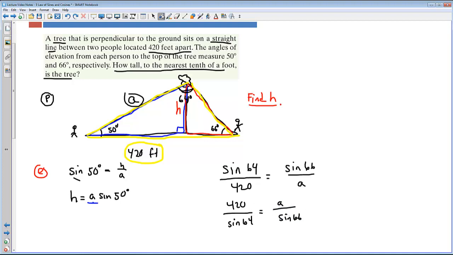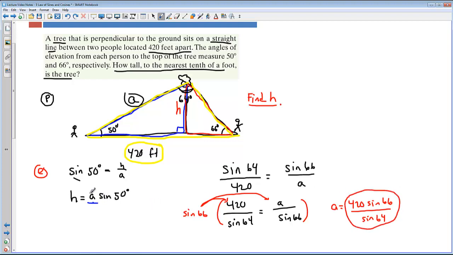We'll multiply both sides now by sine of 66 to move it over. When you multiply the right hand side, you just get back a. And when you multiply this side by sine of 66, you get 420 times sine of 66 divided by sine of 64. Now that we know a, we can plug it back over here in for a. And so h will equal 420 sine of 66 degrees divided by sine of 64 degrees, and then all times the sine of 50 degrees.